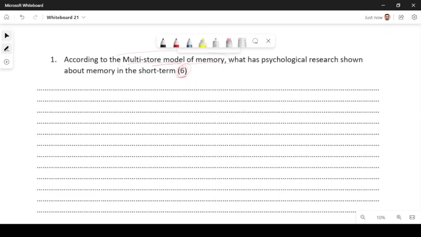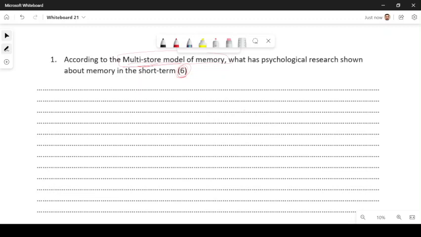Now with this, obviously, it's sometimes difficult to distinguish between the multi-store and the working memory model. But obviously with this one, what you might want to do at this point is pause the video and have a think to yourself which of these models it is. So is it the one with the sensory, short-term, long-term as the 3 boxes, or is it the one with the central executive as the main component?